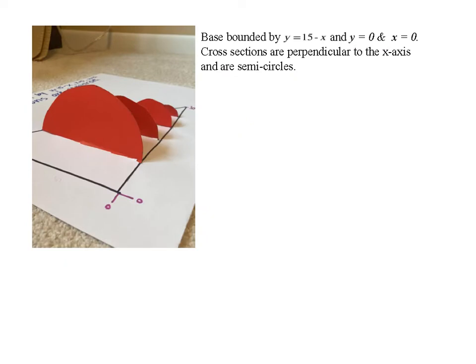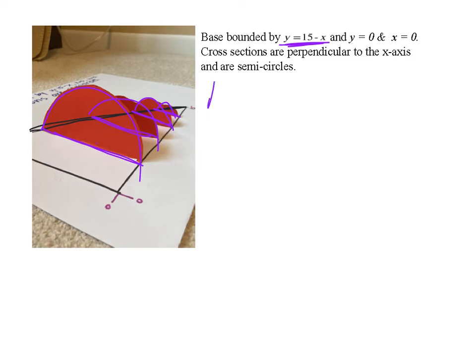All right, just a different function with the base now bounded by 15 minus x. So if you look at the picture, you can see here it's just a straight line, 15 minus x. We have the diameters of each semicircle in the plane there, and then the semicircles are popping up out of the paper.